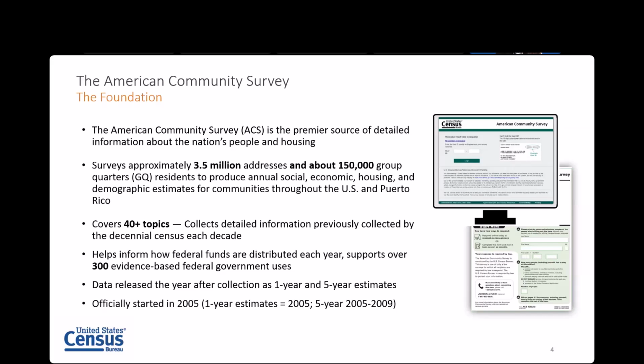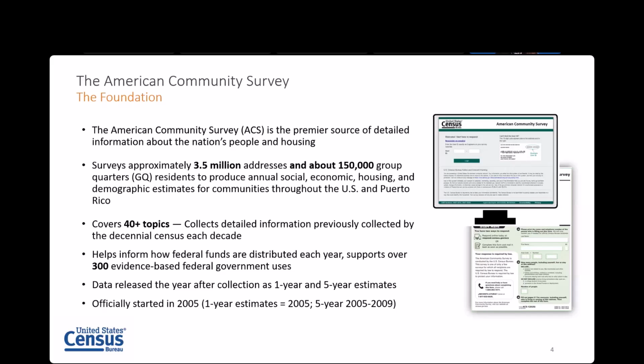The ACS collects this detailed information each year that was previously collected by the decennial census each decade. ACS data are timely because they are released the year immediately following the year in which they are collected. The ACS creates period estimates, which means they represent the characteristics of the population and housing over a specific data collection period. The ACS releases estimates for 1-year and 5-year periods.